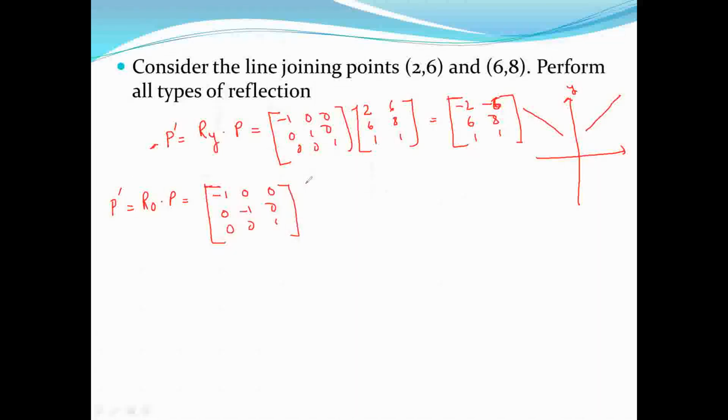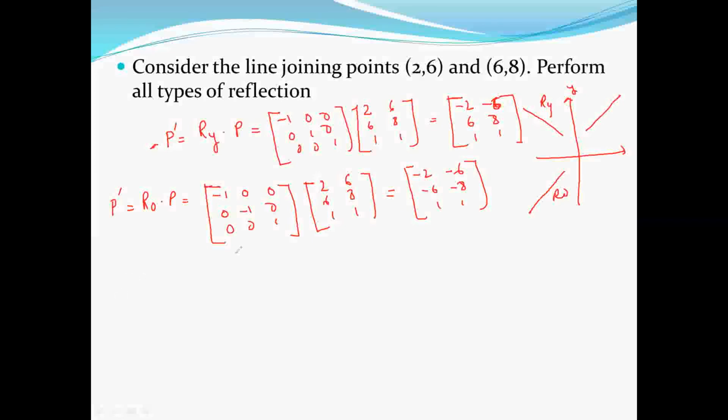Okay. And this is 2, 6, 1, 6, 8, 1. So if you multiply them, everything will be negative. So -2, -6, -6, -8, 1, 1. Okay. So if your line segment is this one, it will be reflected over here. Okay. And this is for RO, this is for RY.